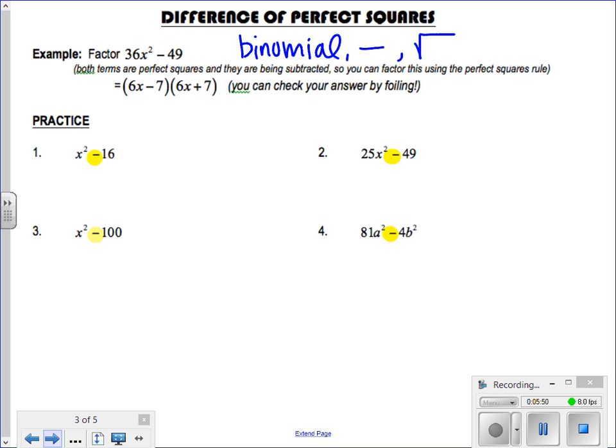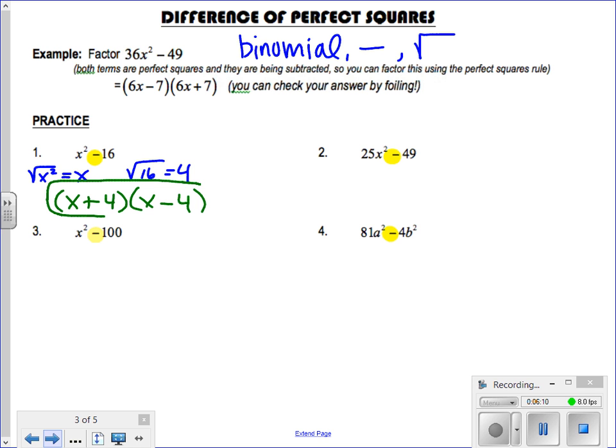So looking at number 1, I start by taking the square root of x squared. That gives me x. And the square root of 16 is 4. Once I found those square roots, I write 2 sets of parentheses. Each gets an x, each gets a 4, one gets a plus, one gets a minus. And that is your fully factored form. That's it.